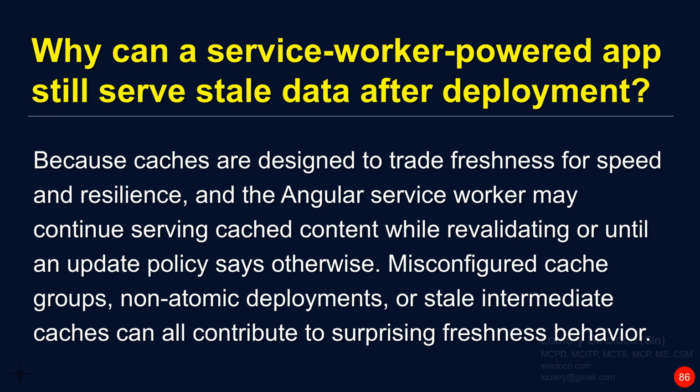Why can a service worker-powered app still serve stale data after deployment? Because caches are designed to trade freshness for speed and resilience, and the Angular service worker may continue serving cached content while revalidating or until an update policy says otherwise. Misconfigured cache groups, non-atomic deployments, or stale intermediate caches can all contribute to surprising freshness behavior.